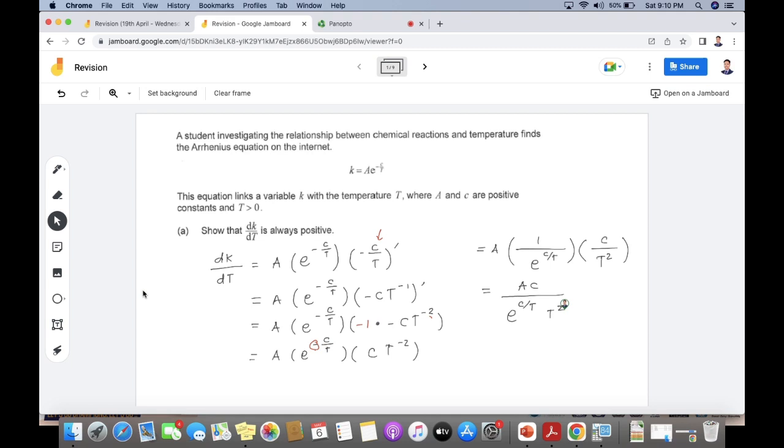Okay? Again, let's go back to the given. A and C are positive. So since A and C are positive, the product of two positive numbers would also be positive. So we have a positive numerator divided by, and then in the denominator here, C is positive, T is also positive. All right? That means E raised to a positive number would be positive.